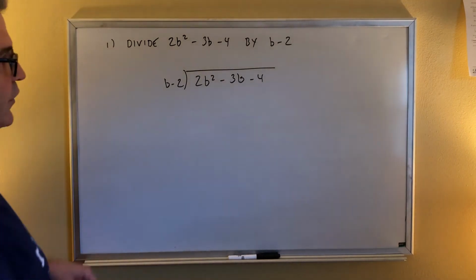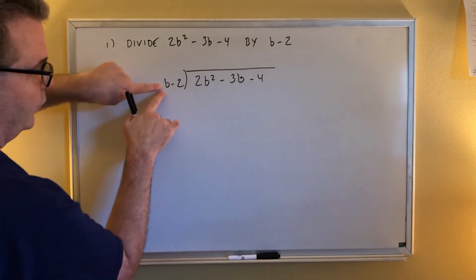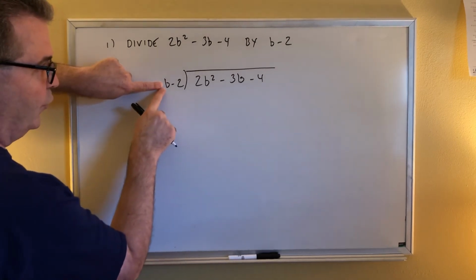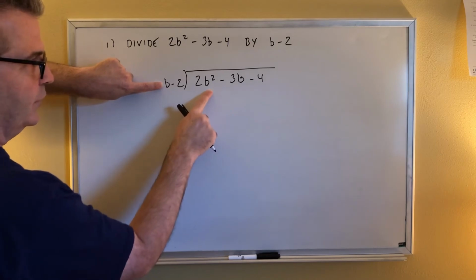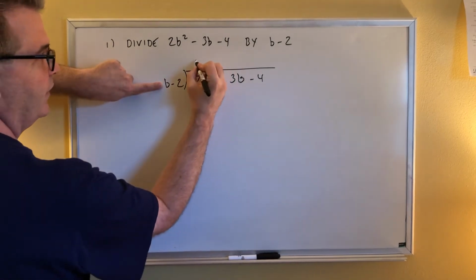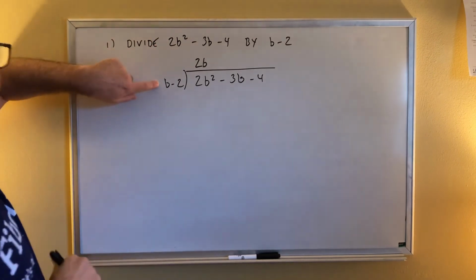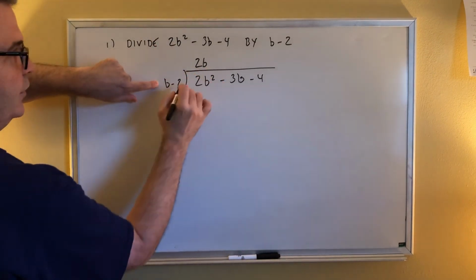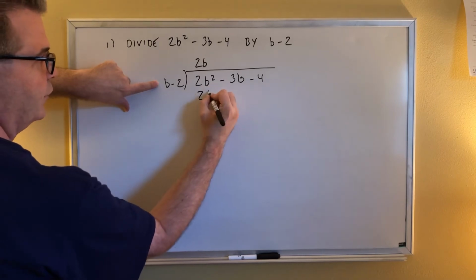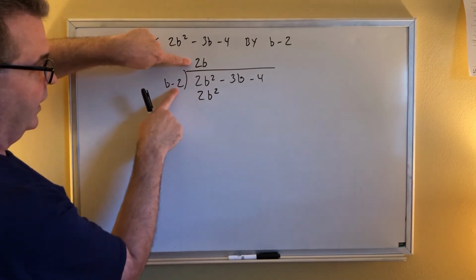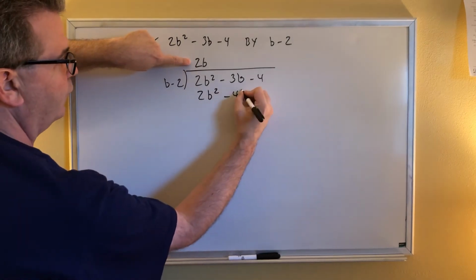So again, after I have the setup, I'm just looking at these first terms. So I'm just looking at the b, and I'm just looking at 2b squared. What do I multiply b by to get 2b squared? Well, I multiply that by 2b. Okay, 2b times b does equal 2b squared. So let's go ahead and do that. 2b times b is 2b squared. And we multiply this by the next term, so 2b times negative 2, that'll be negative 4b.